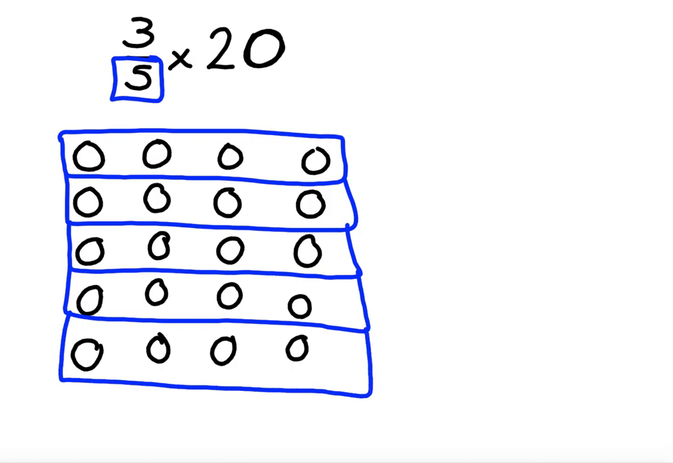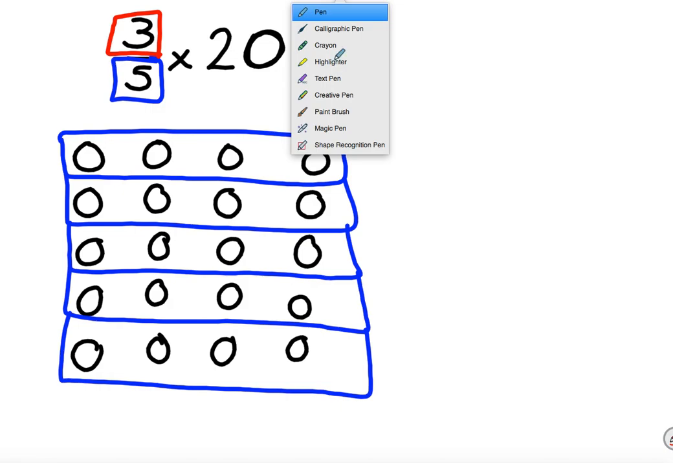Again, looking at our fraction, now we're focusing on the numerator. What does the numerator in a fraction tell us? Audrey? It tells us how many groups we're going to be working with. It tells us how many groups to focus on, right? How many of these 5 groups are we looking at? Yes, 3. We're looking at 3 of the 5 groups that we're working with. So let's go ahead and highlight 3 of those 5 groups.